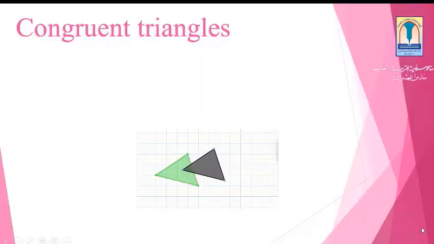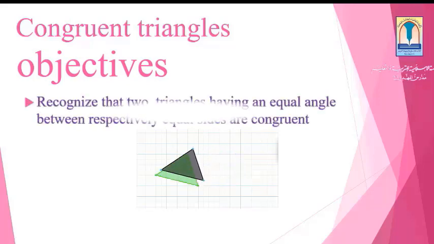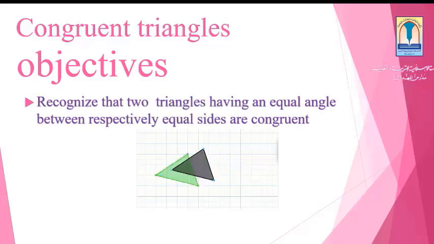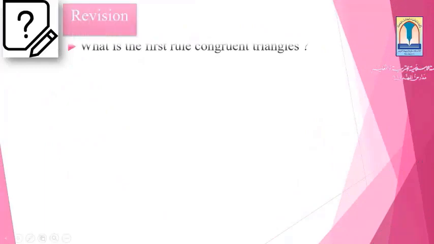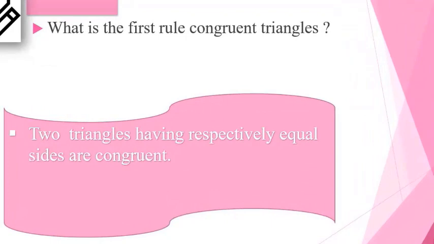In this session, our objective will be to recognize that two triangles having an equal angle between respectively equal sides are congruent. We will first review the ideas that we took before. What is the first rule to prove congruent triangles? The rule was, two triangles having respectively equal sides are congruent.